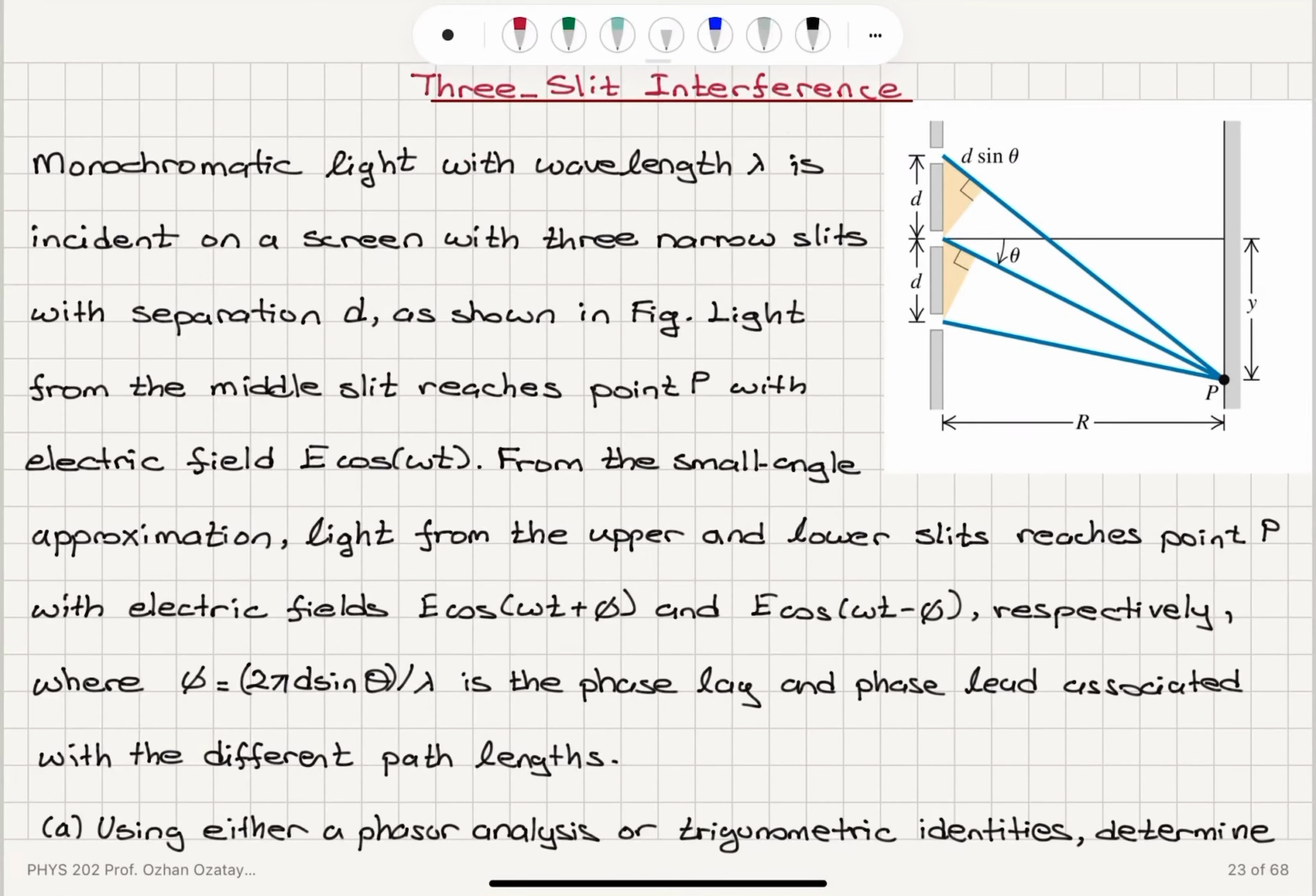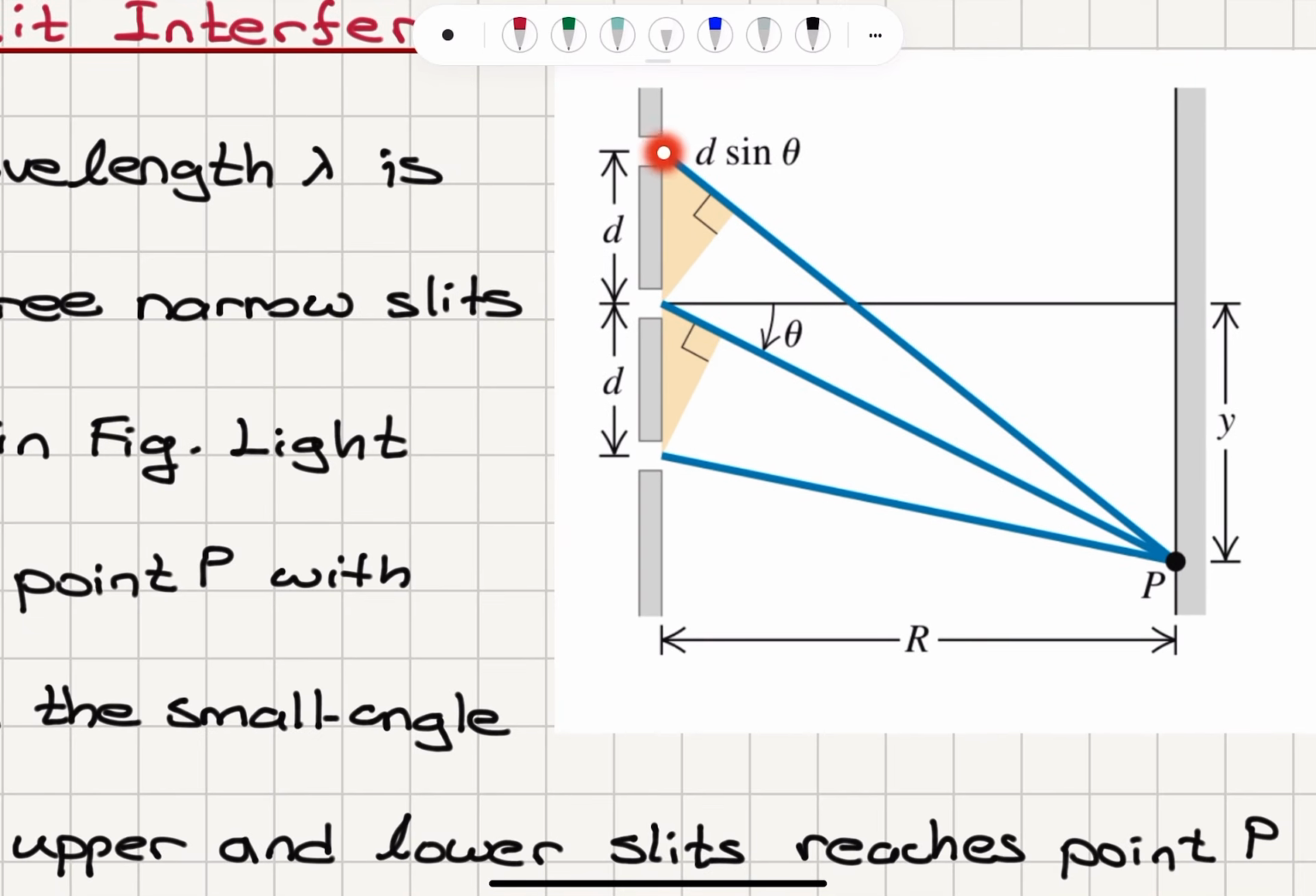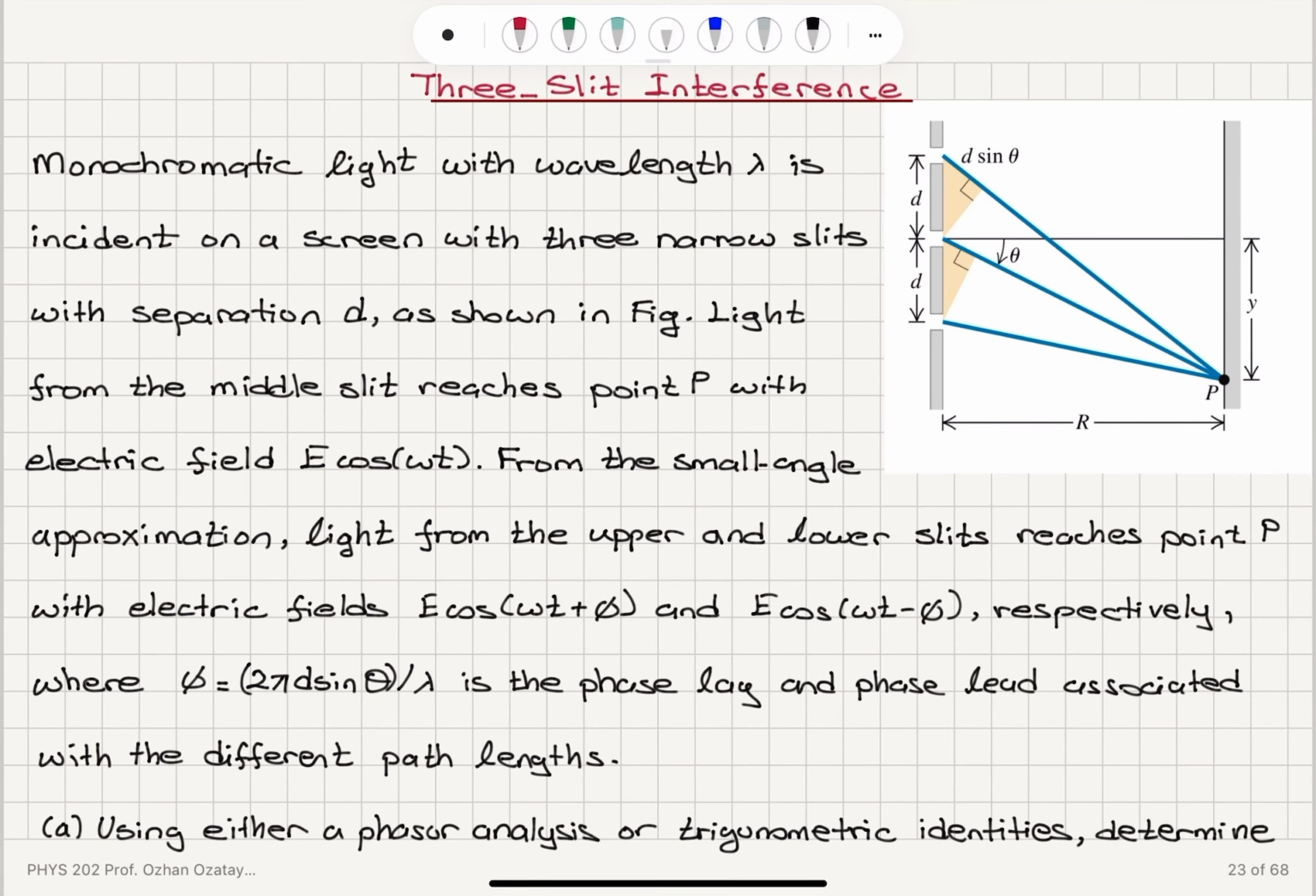Slit interference. Monochromatic light with wavelength lambda is incident on a screen with 3 narrow slits with separation d, as shown in the figure. Light from the middle slit reaches point P with electric field E cosine omega t. From the small angle approximation, light from the upper and lower slits reaches point P with electric fields E cosine(omega t plus phi) and E cosine(omega t minus phi).